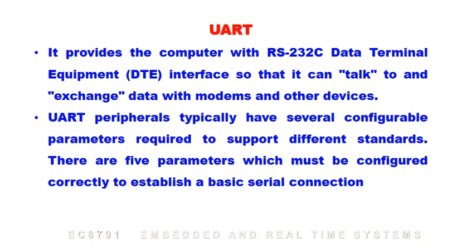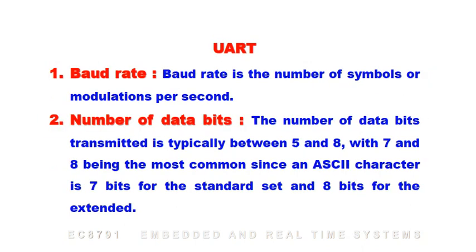There are 5 parameters which must be configured correctly to establish the basic serial connection. Baud rate is the number of symbols or modulations per second. Number of data bits: the number of data bits transmitted is typically between 5 and 8, with 7 and 8 being the most common since an ASCII character is 7 bits for the standard set and 8 bits for the extended.